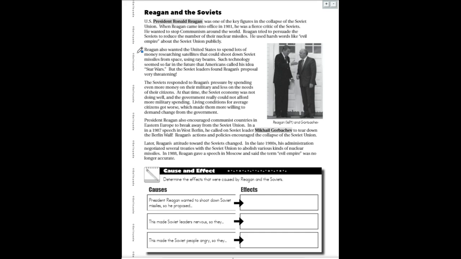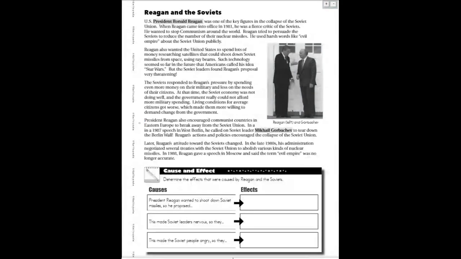Reagan also wanted the United States to spend lots of money researching satellites that could shoot down Soviet missiles from space using ray beams. Such technology seemed so far in the future that Americans called his idea Star Wars, but the Soviet leaders found Reagan's proposal very threatening. The Soviets responded to Reagan's pressure by spending even more money on their military and less on the needs of their citizens. At that time, the Soviet economy was doing well, and the government really could not afford more military spending. Living conditions for average citizens got worse, which made them more willing to demand change from the government.